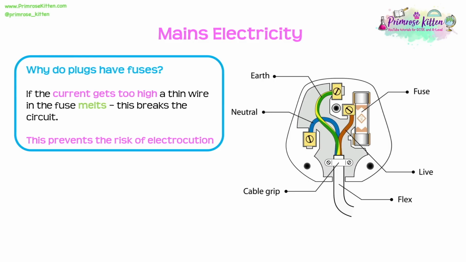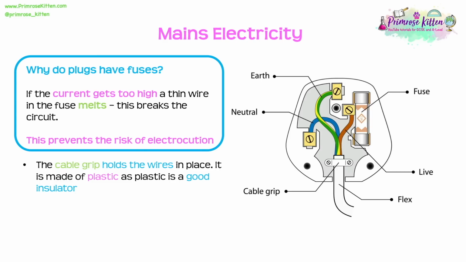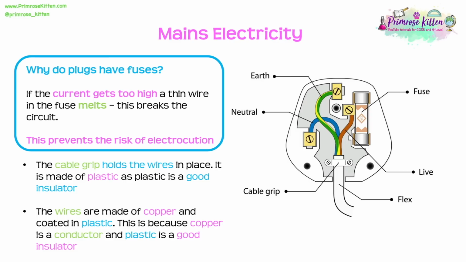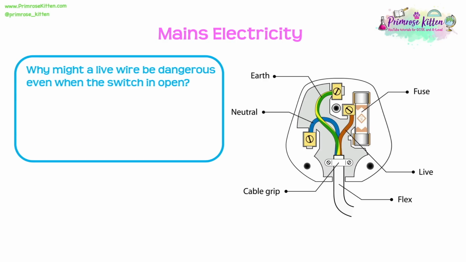Now, we can also see here we have a cable grip. Now, the importance of this is it holds the wires in place. Now, we'll see that the cable grip, as well as other parts of the wire, such as the flex and the actual plastic casing, is made of plastic. Now, the reason why we use plastic is because it is a good insulator. However, the wires are made up of copper and they're coated in plastic. Now, the reason why we use copper in the actual wires is because copper is a good conductor of electricity.